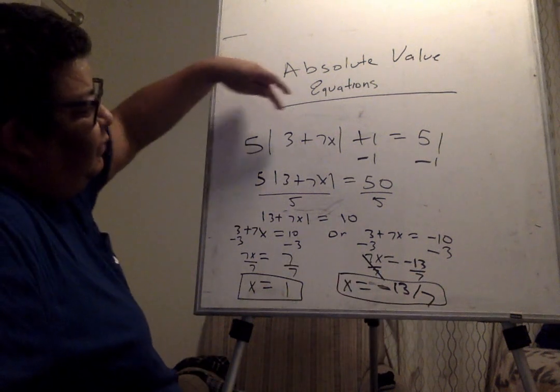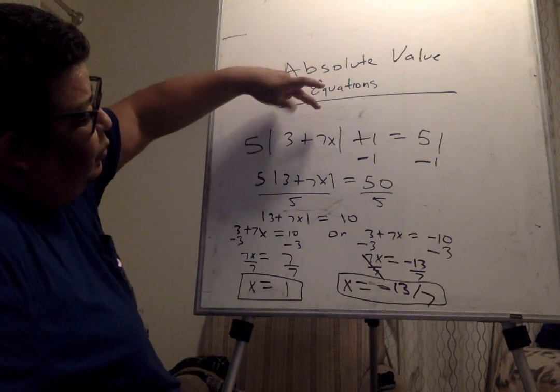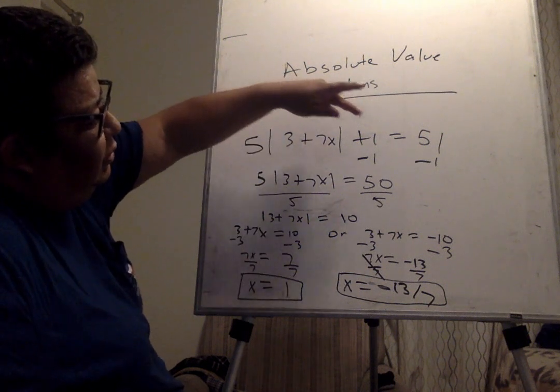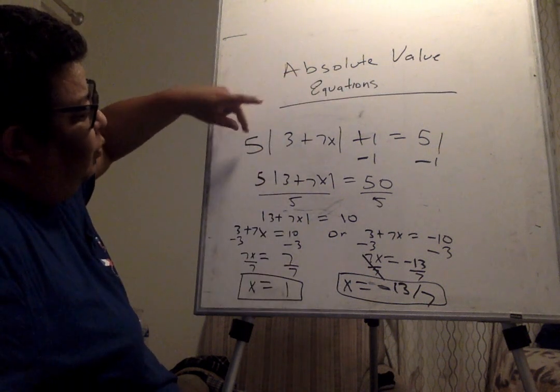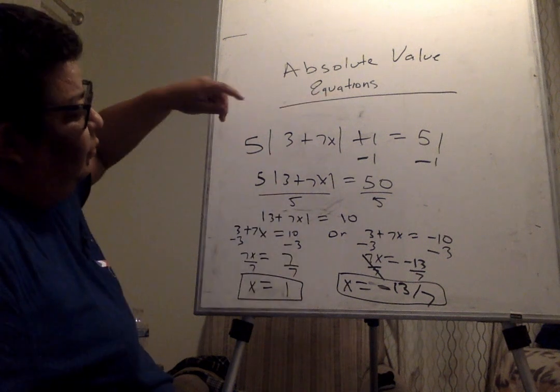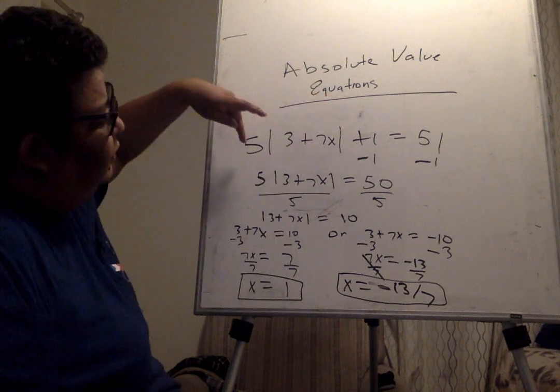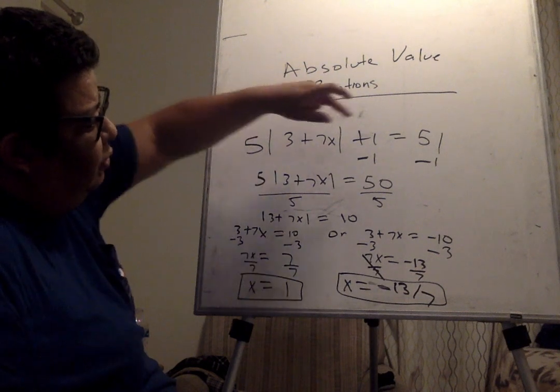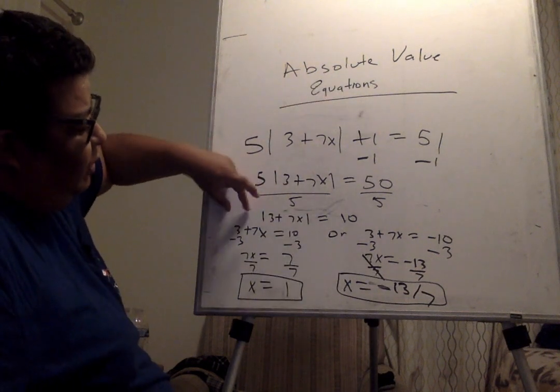So notice when we have something like this, first we want to set the absolute value equal to a number. We don't want to have these other numbers here. It's easier to get rid of this number first and make it look like this than to work it out positive or negative. It's easier.